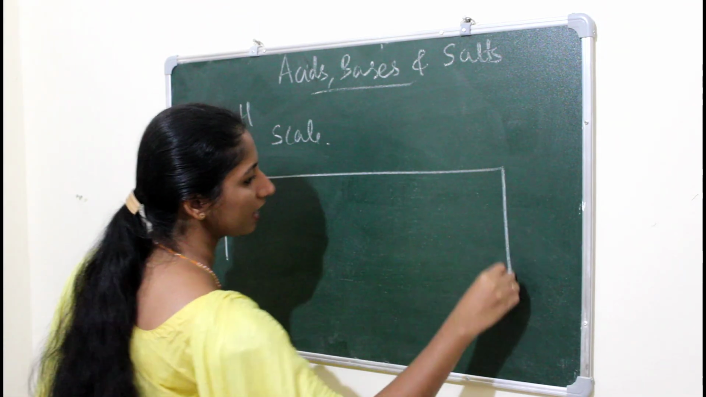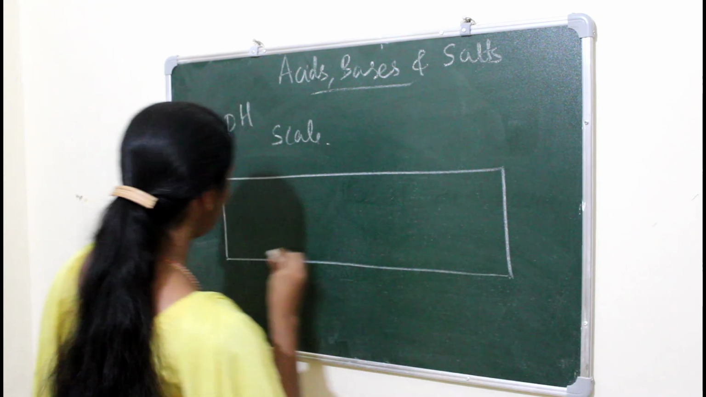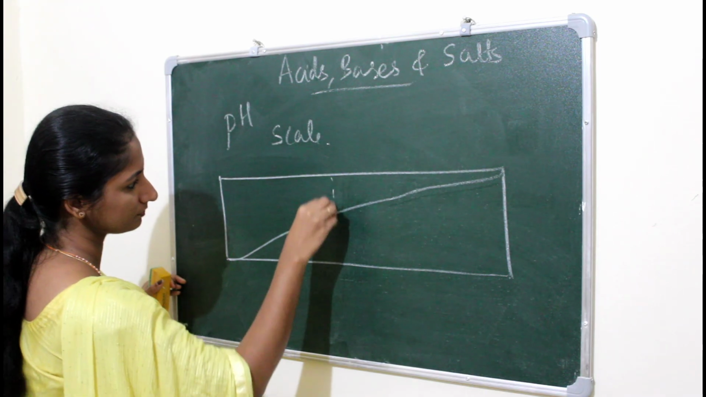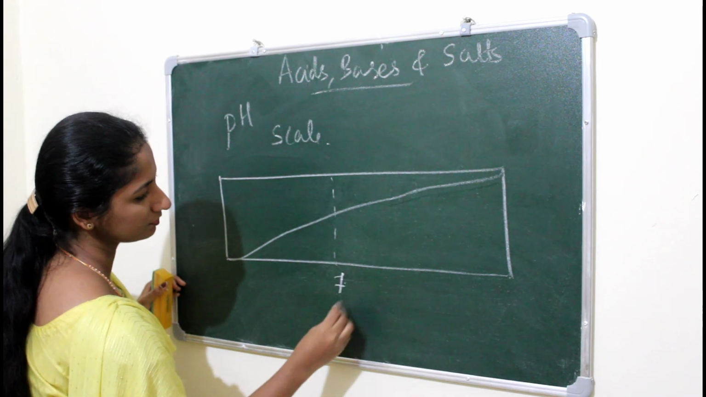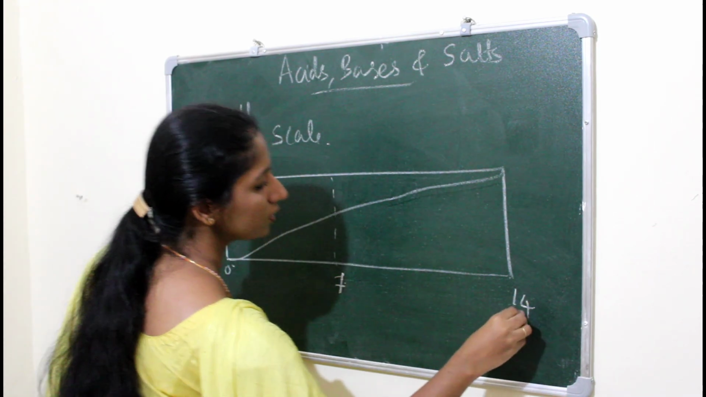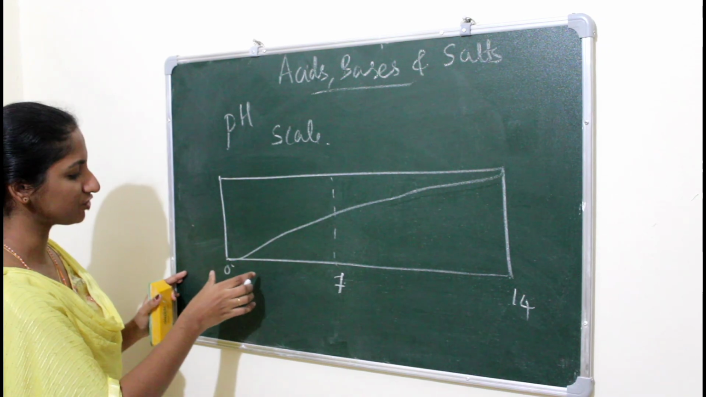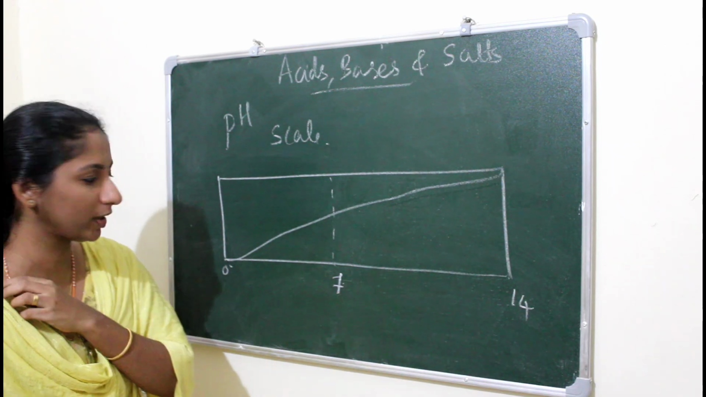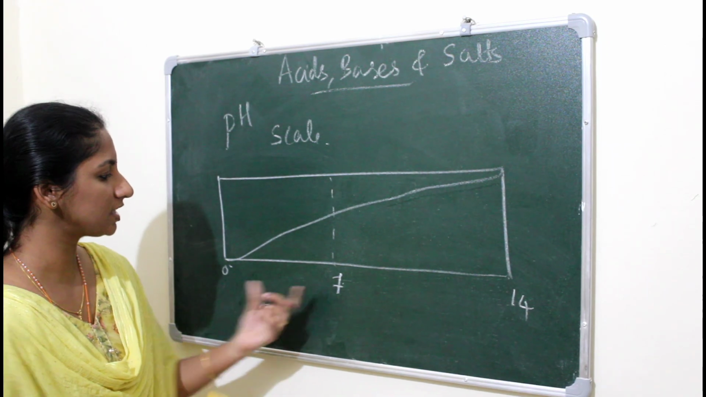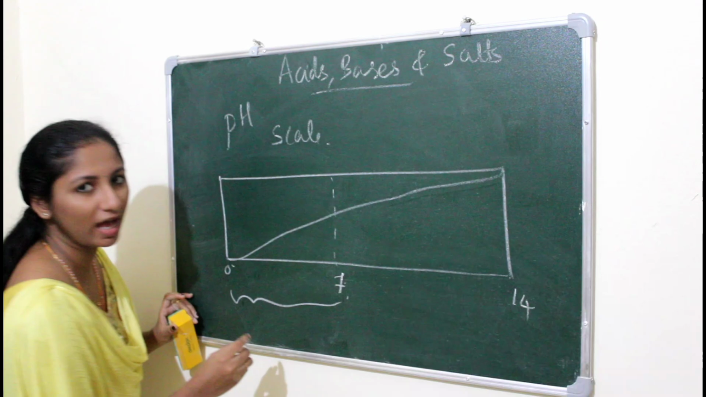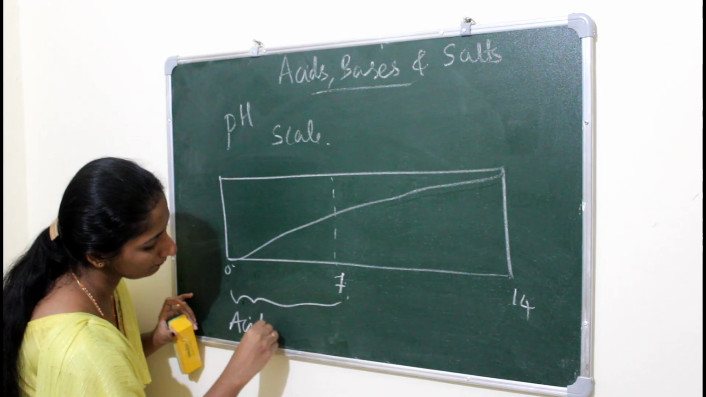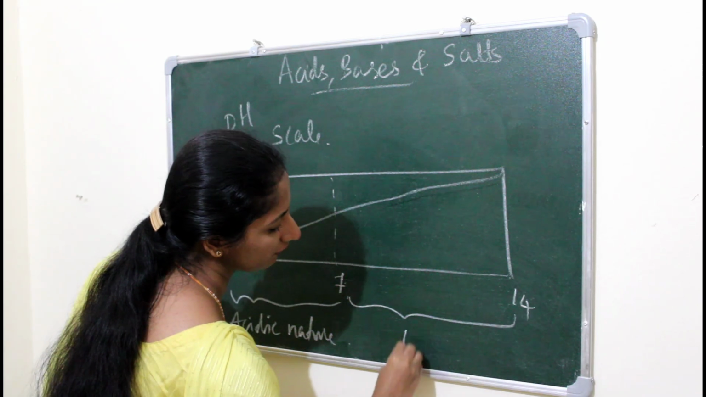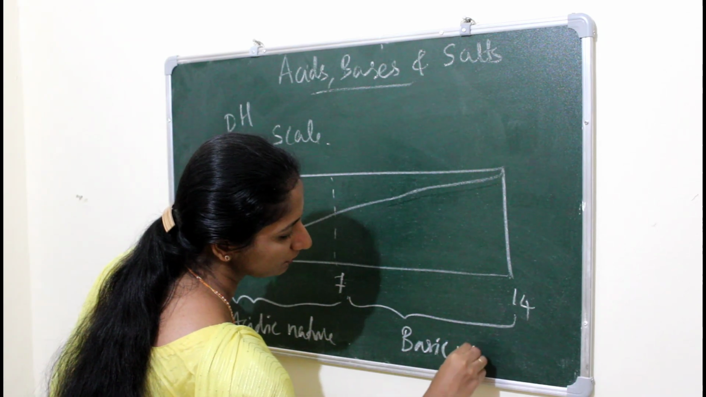We can draw this pH scale like this: 0, 7, 14. So within the pH scale, the value will range in between 0 and 14. In between 0 and 7 we can see solutions of acidic nature, and in between 7 and 14 we will have solutions of basic nature.